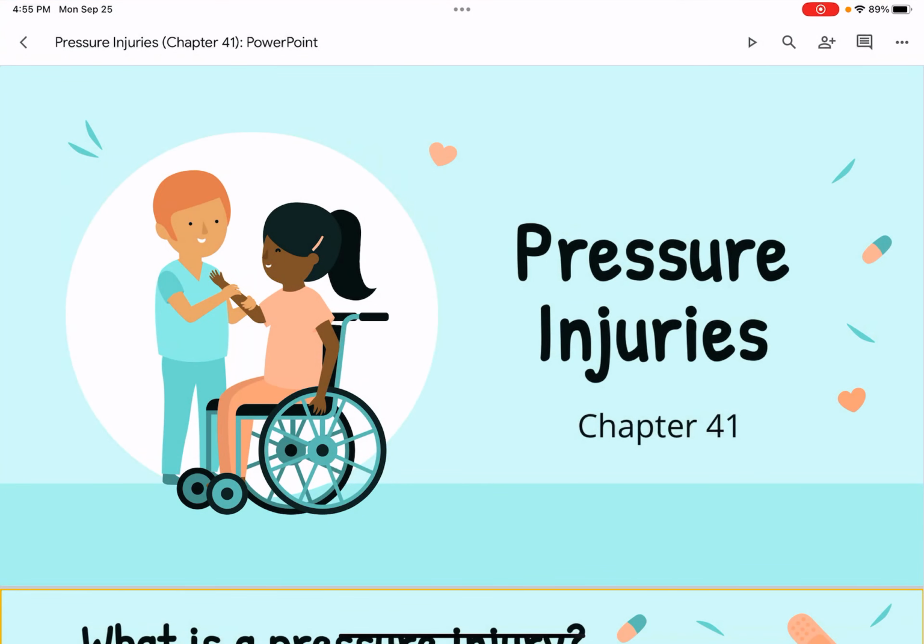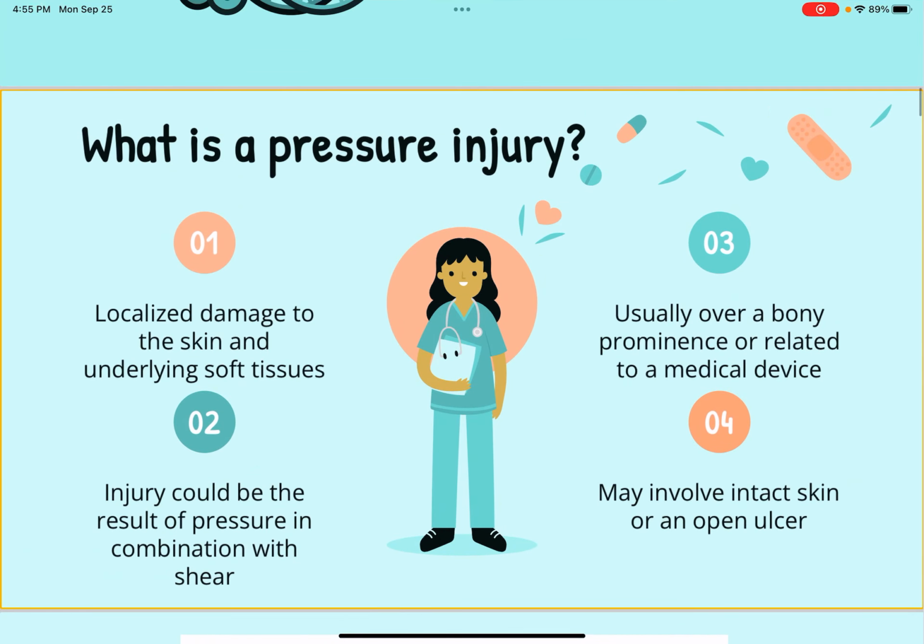Today we're going to be discussing pressure injuries, which is chapter 41 in your textbook. A pressure injury is localized damage to the skin and underlying soft tissues. The injury could be the result of pressure in combination with shear. Shear occurs when layers of the skin rub against each other, or when the skin remains in place and underlying tissues move and stretch, leading to tearing underlying capillaries and blood vessels, causing tissue damage.